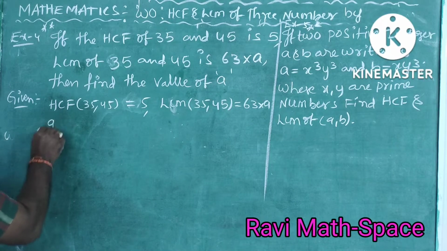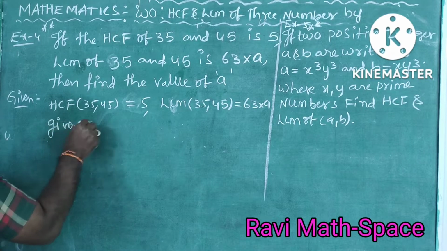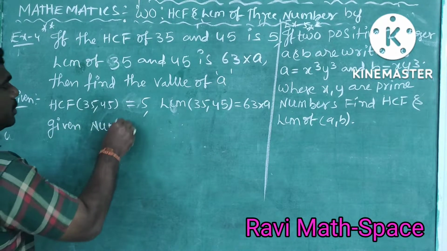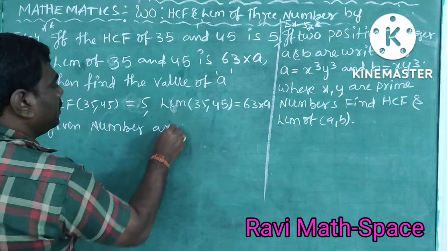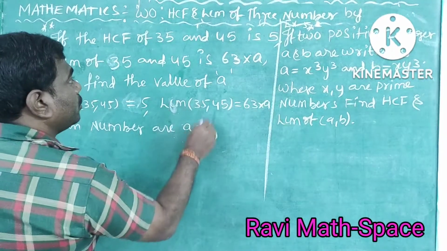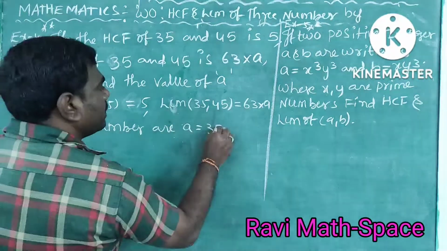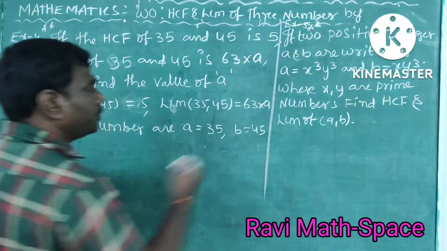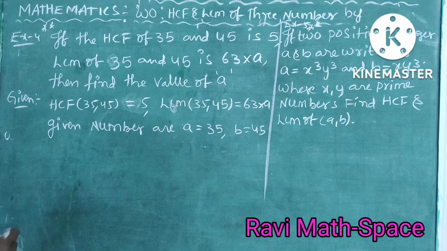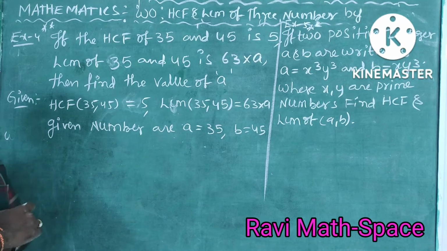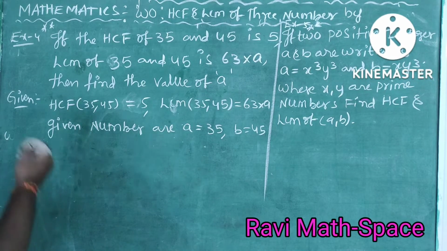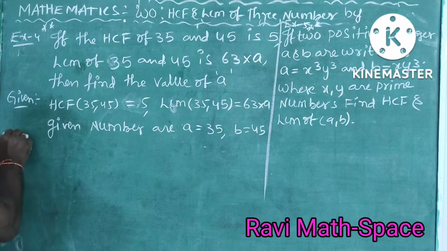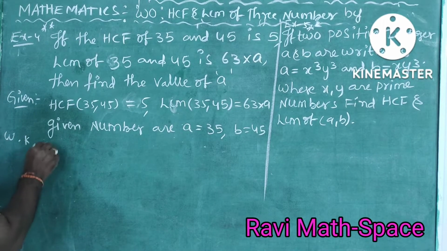Here, what are the given two numbers? A is equal to the first number 35, B is equal to 45. Yes or no? Yes. By using the relation, we are going to find out the A value. Okay. Now, what is the relation here?